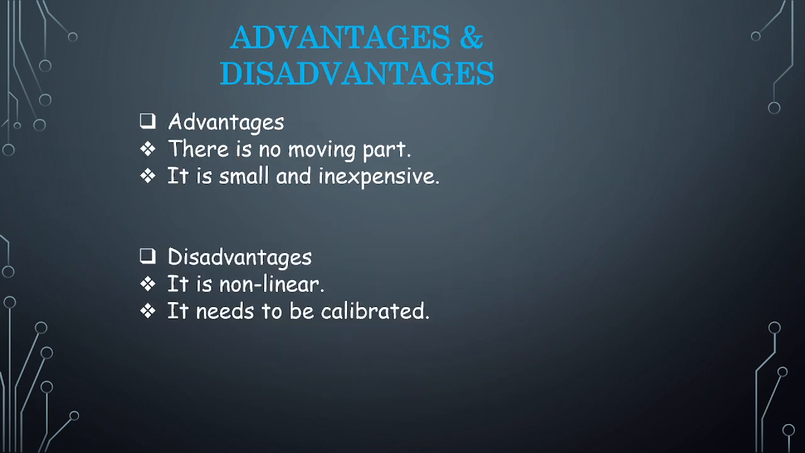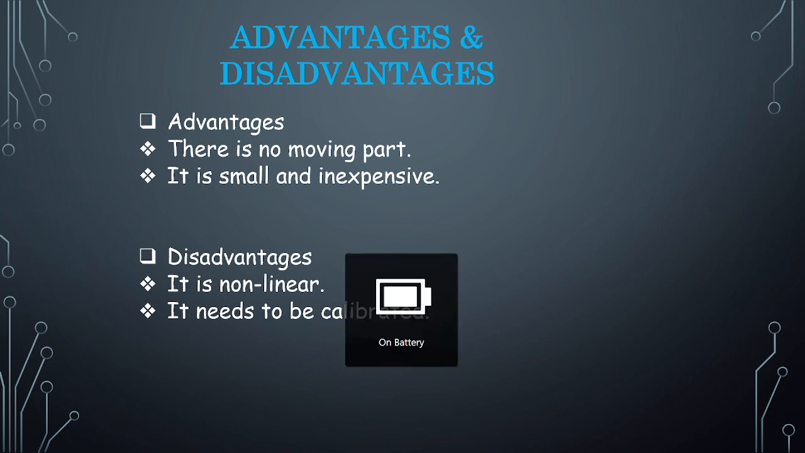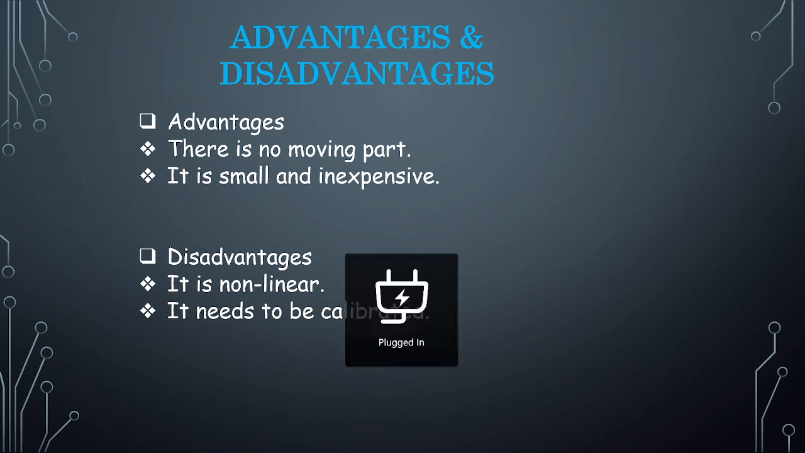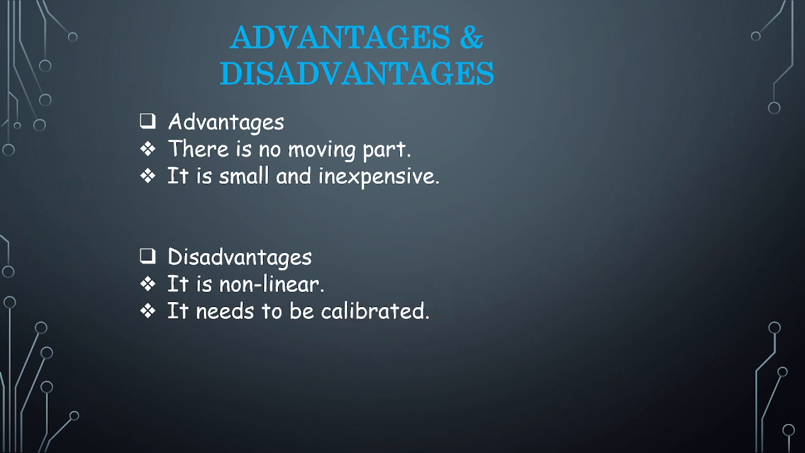So the advantages and disadvantages. Advantages: there is no moving part, very rarely will there be any. It is very small and inexpensive. Whereas the disadvantages are that it is non-linear. As I've told you, the foil always varies, so obviously it is non-linear and it needs to be calibrated. So these are the advantages and disadvantages of the strain gauge. Hope you understand. Thank you.